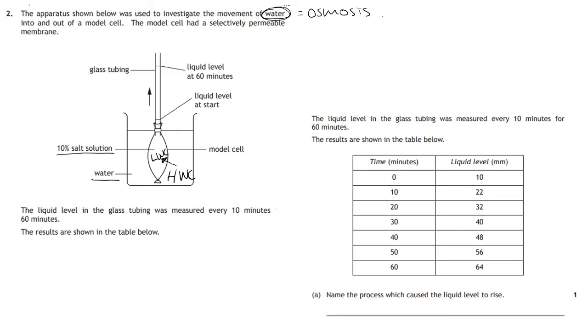Now what the question tells us is the liquid level in the gas tubing was measured every 10 minutes for 60 minutes, and the results are shown in the table. So we can see there that the water's moving in, because look, the liquid is rising because the water's moving in, okay? Name the process which caused the liquid level to rise. Osmosis. So that's our very first mark here. Next question.